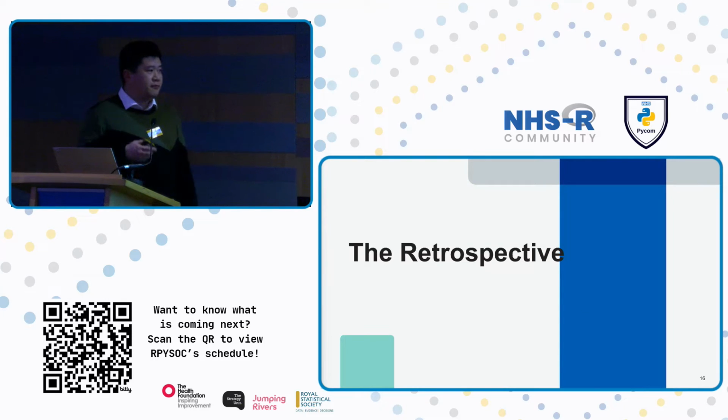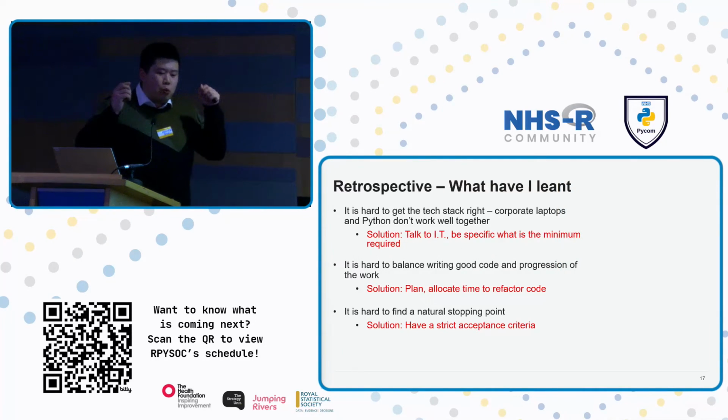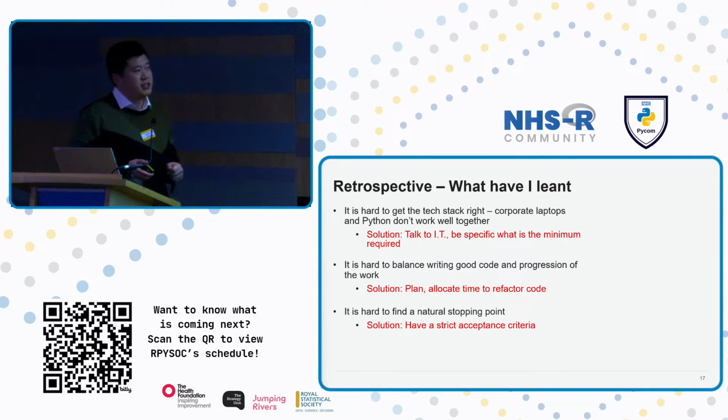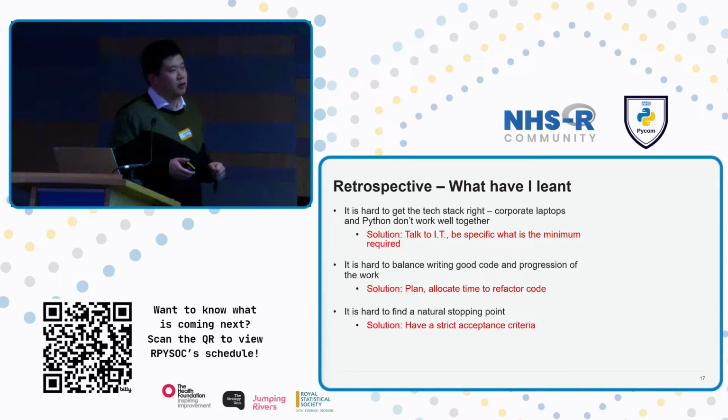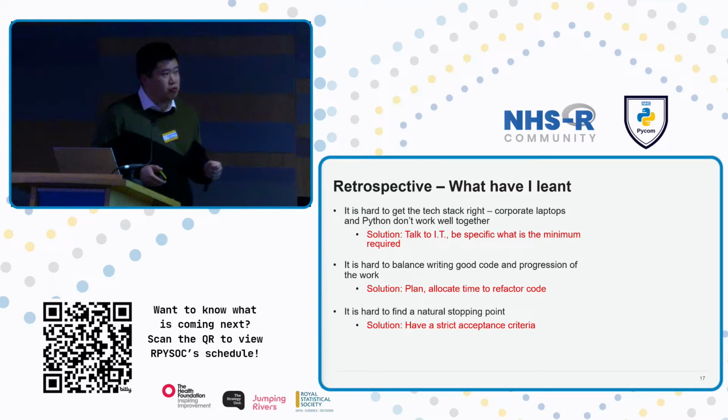So finally, just a retrospective. What have I learned? The corporate machine tends to get an allergic reaction to Python. They don't work well together. So my solution is to talk to IT to be specific about what the minimum requirement is. It's hard to balance good code writing with the progression of work. And the solution is to plan and allocate time to refactor code.